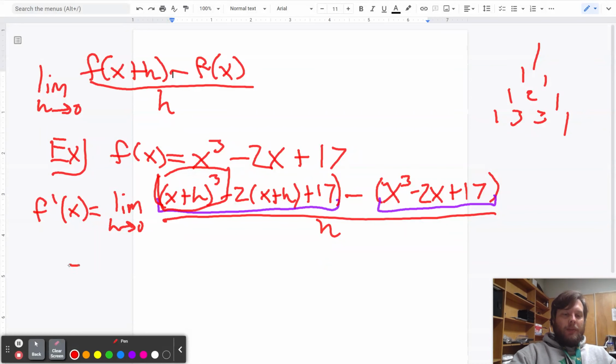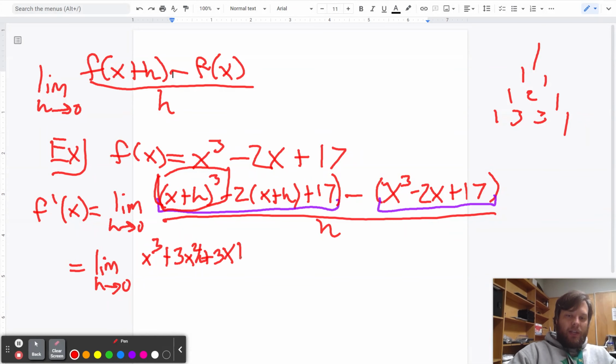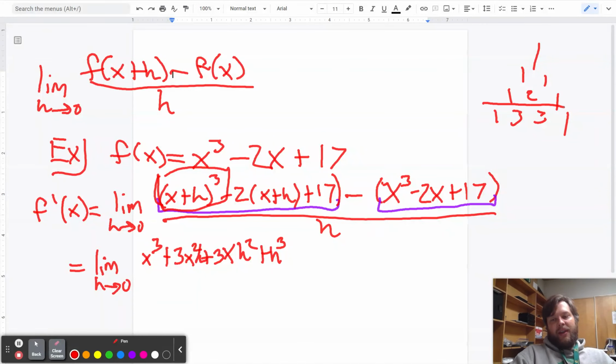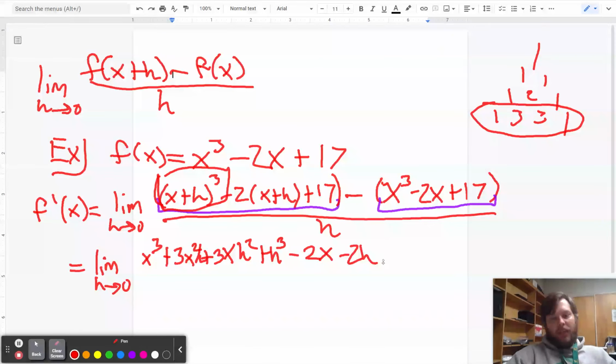So what we end up with is the limit as h approaches 0 of x cubed plus 3x squared h plus 3x h squared plus h cubed. That's the first piece right there. I just read off the Pascal's triangle coefficients, or you can think of it as 3 choose 1, 3 choose 2, 3 choose 3 with binomial theorem, or you can just FOIL it out. Next, I'll distribute the negative 2. So I have negative 2x, negative 2h. Then I have the 17. Then I'm going to subtract the set of parentheses that was on the right. So we get that.